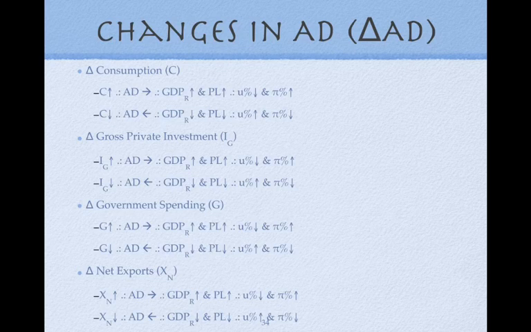Now, if you look at the second bullet, when consumption goes down, we've got less AD. We're probably moving towards possibly a recessionary gap, although not necessarily. But less spending means less total demand, less GDP, lower prices, less inflation, but we're going to have more unemployment than what we had before.